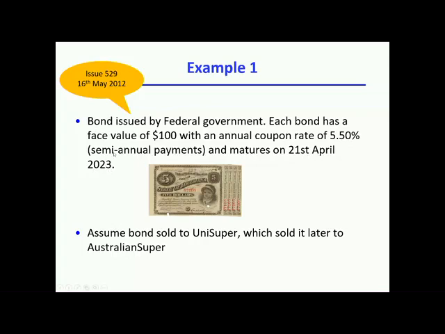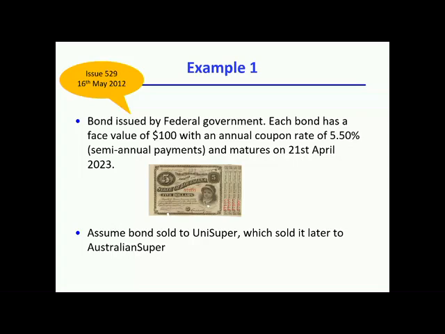So this actually is a real issue. I think in the textbook they have a link to the real issue too. So that was issued 16th of May, 2012. And it's due 2023. By the way, if you buy this bond today, do you buy it in the primary market or secondary market?